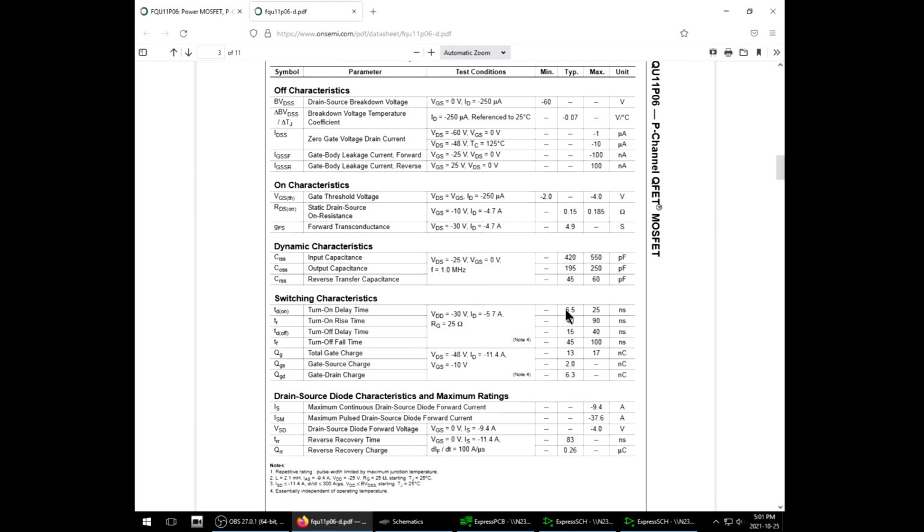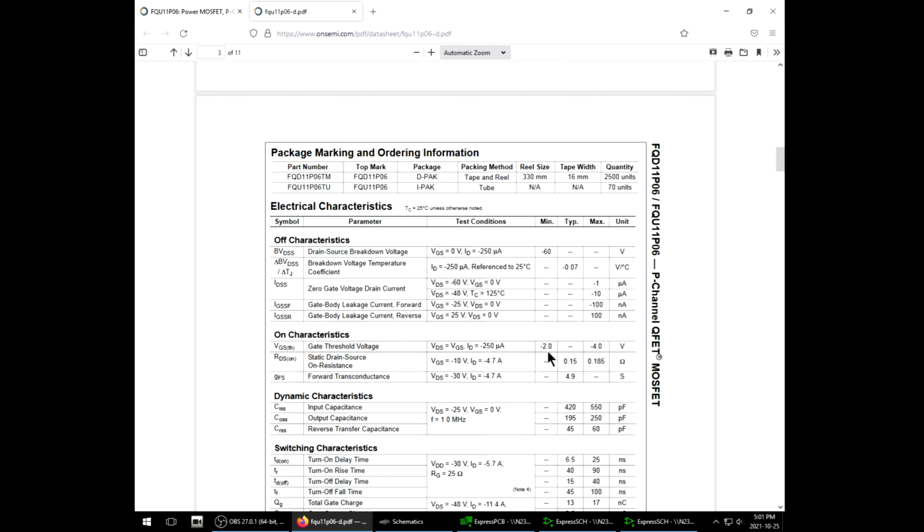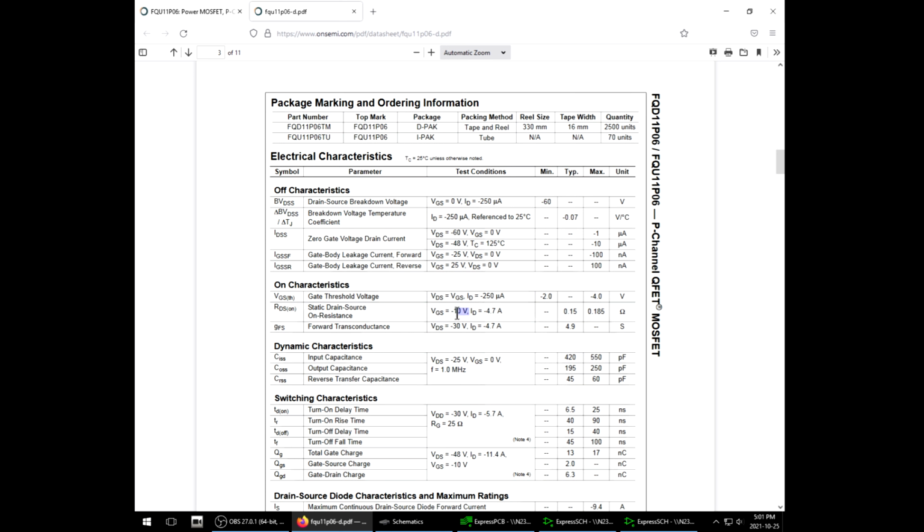They have some real fast switching times as far as MOSFETs go. Oh, a little bit weak there, but that's okay. I like that they had a really low input capacitance. That's kind of important. Gate threshold, still in the 2 to 4. And if we look at the RDS(on), it's rated for 10 volts. It's not a logic level guy. So that's one reason why we're using a MOSFET driver.